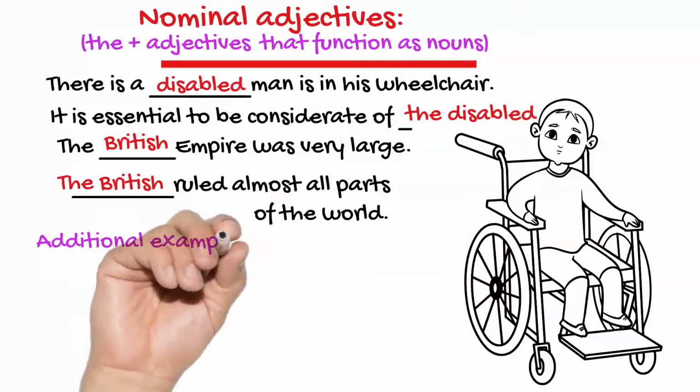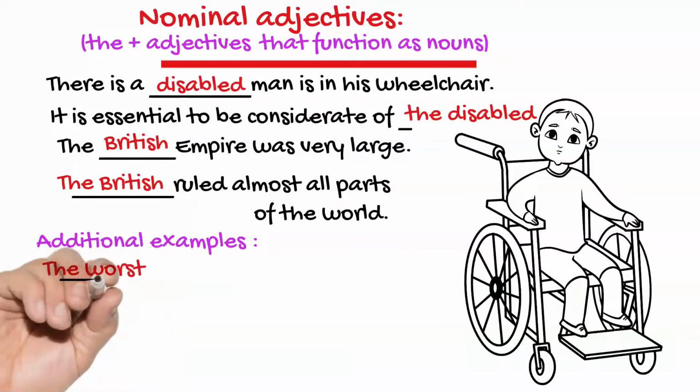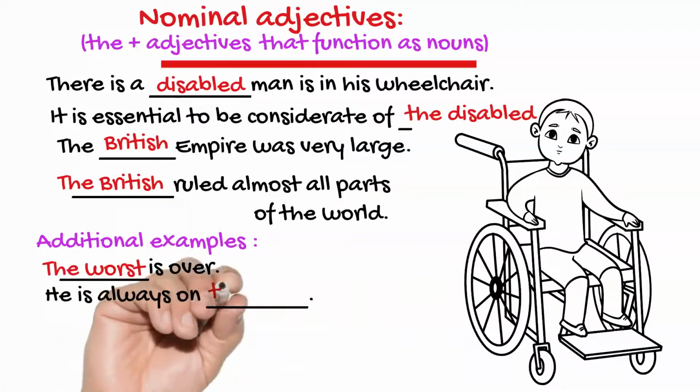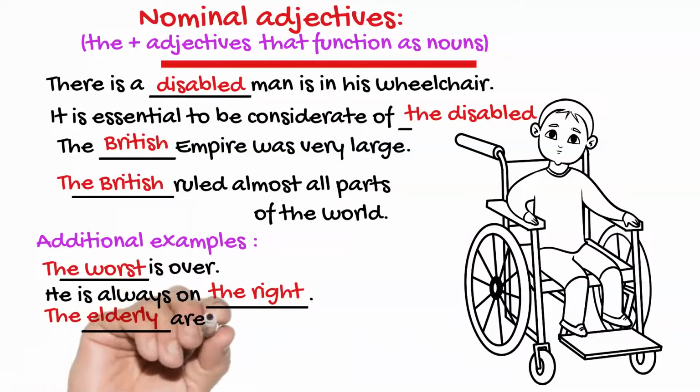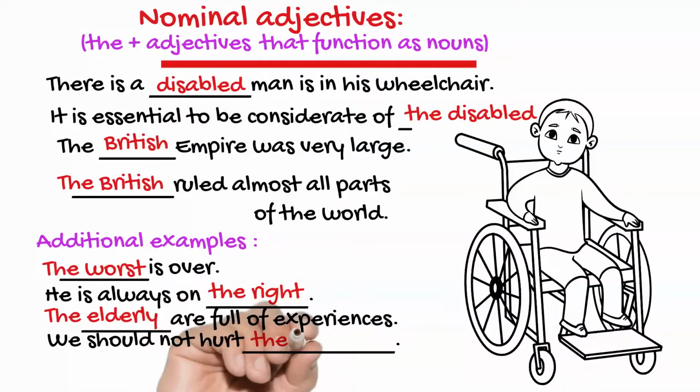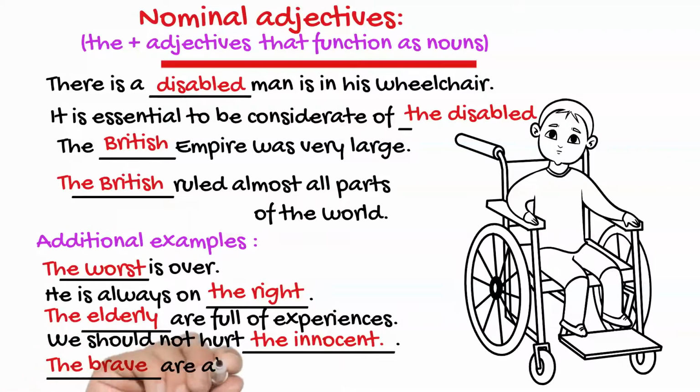List of a few more nominal adjectives. The worst is over. He is always on the right. The elderly are full of experiences. We should not hurt the innocent. The brave are always honest. So, friends, this is all about nominal adjectives.